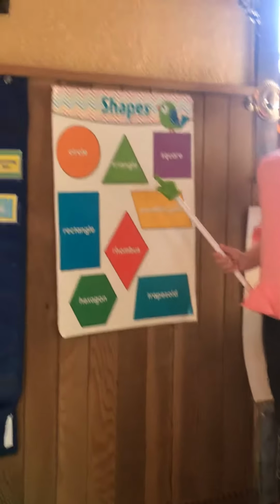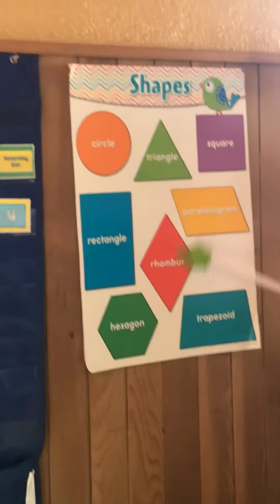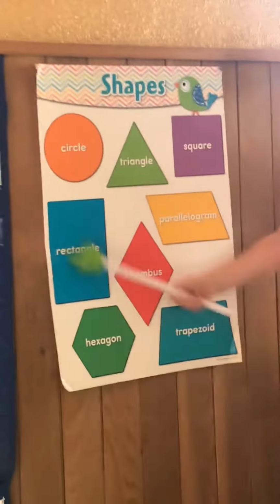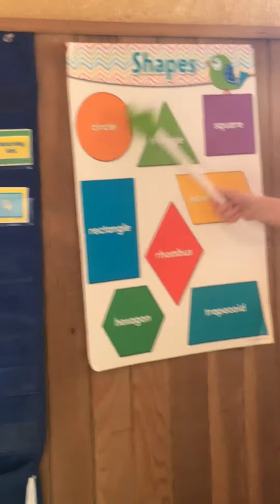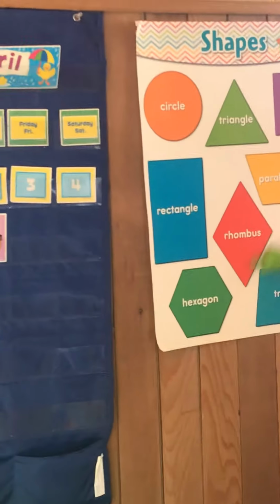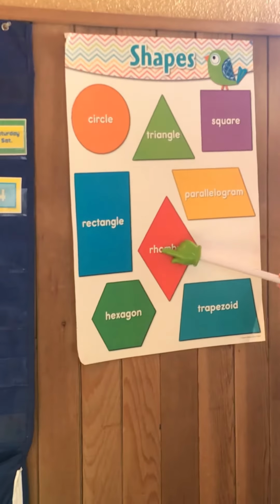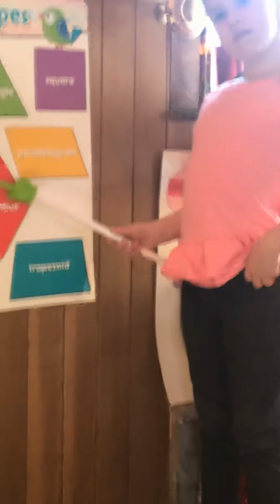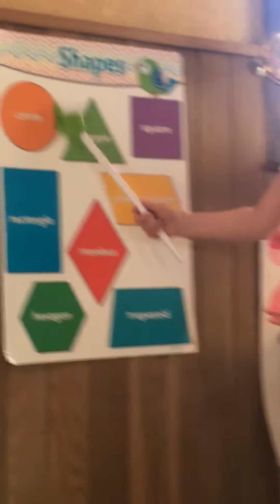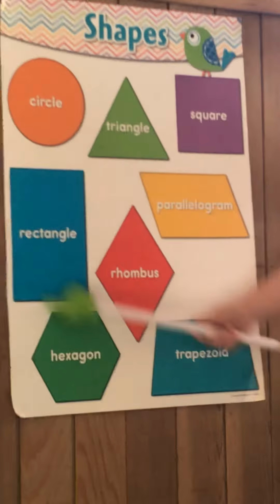Holly, you want to come on over and do our shapes? Okay. All right, here we go. Holly, you pick a shape and we'll call on people to tell us what shape. Let's start right here in our classroom. Daxton, what shape is the red shape? Diamond. Very good, diamond. Thank you, Dax.